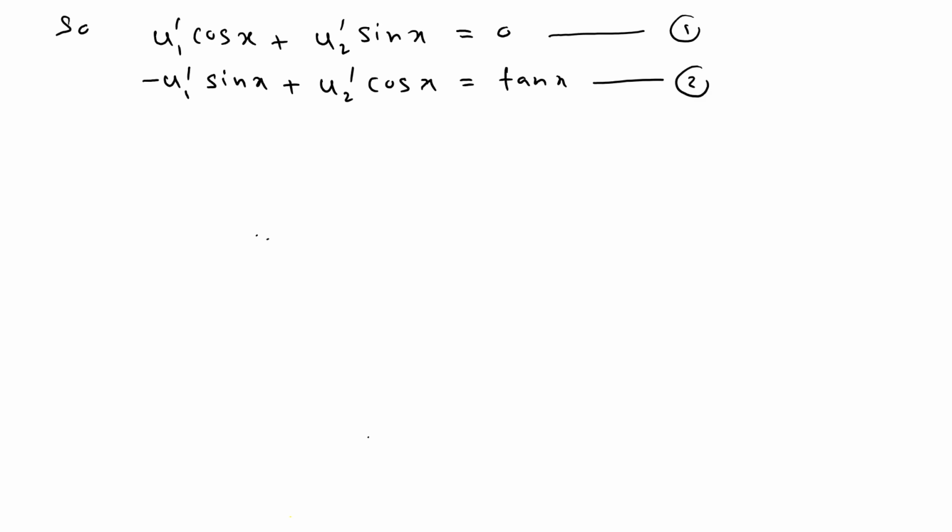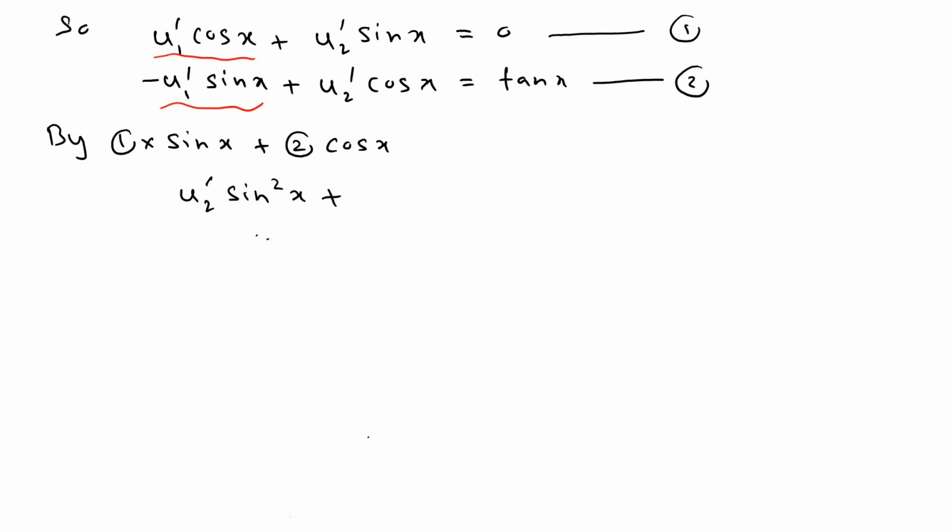Now you can try to create the same coefficient. How to create the same coefficient? Multiply by the missing term. The first equation you're going to multiply by sine, the second one you're going to multiply by cosine. So that's 1 times the sine term, because that's the missing one, plus 2 times the cosine term. If you do that, you can see the first two terms get cancelled, so you're getting u2 prime sine squared x plus u2 prime cosine squared x equals, here you get tan x times cosine x, since you multiplied the second one by cosine.